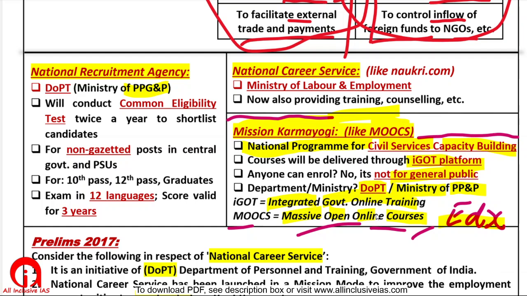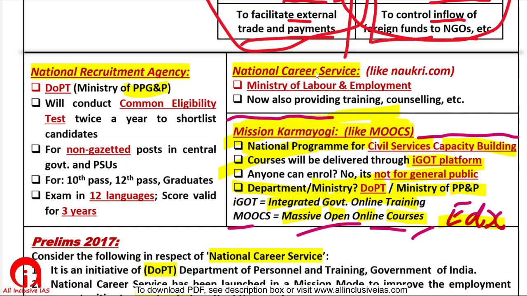Okay. So I think some institute, erroneously, by some mistake, had said that Mission Karmayogi is not under DOPT. Some institute was telling this. That's wrong. I have confirmed from the ministry website that Mission Karmayogi is under DOPT. Please remember that.